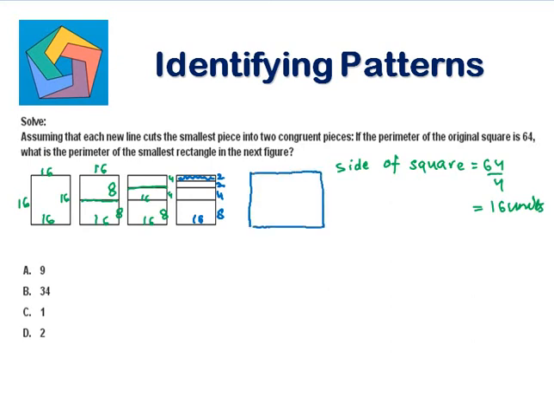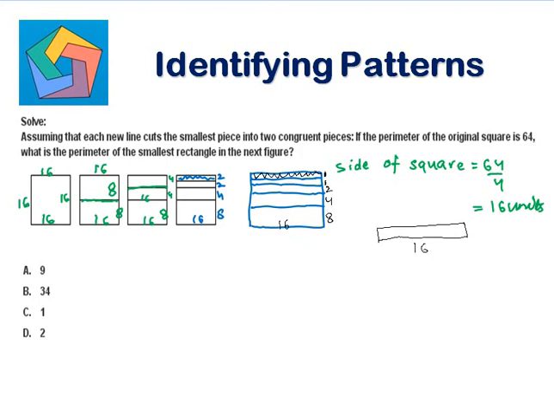We'll have the figure like this. The first rectangle, the second rectangle, the third rectangle, and the fourth rectangle will be divided like this. This will be 16, this will be 8, 4, then 2, and this will be divided into 1 and 1. And I need to find the perimeter of the smallest rectangle in the next figure. This means this rectangle. So let me make it on the side.